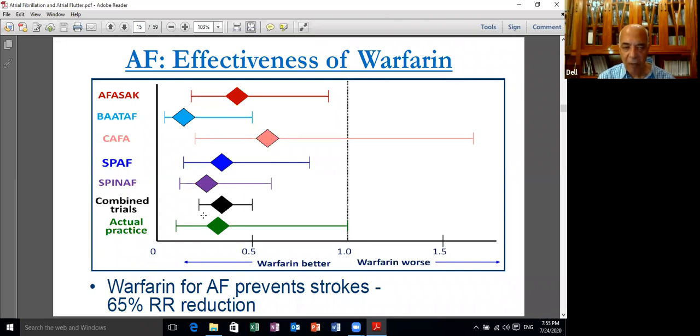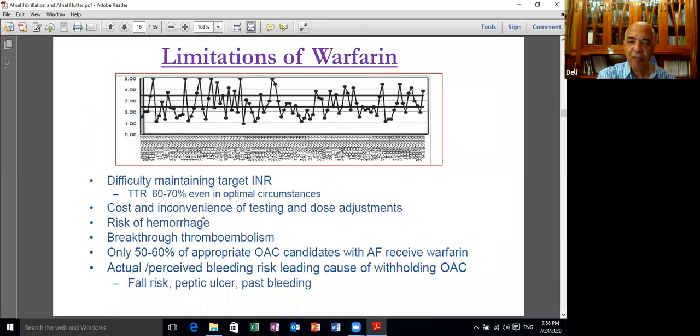If you don't have warfarin given to the patient and he is not in the therapeutic range, INR 2 to 3, 65% of the time, then you are not prone to get a 65% reduction in the incidence of strokes. So this is one of the limitations of giving warfarin.